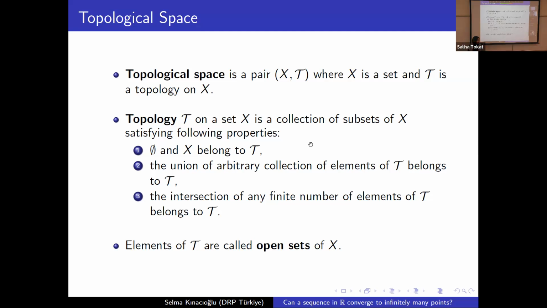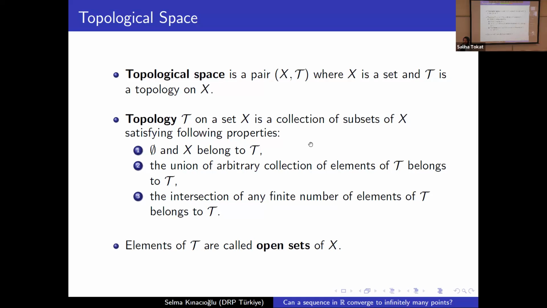And if I select randomly two subsets from T that I define on X, the union of those two subsets has to belong to T. In other words, the union of an arbitrary collection of elements of T belongs to T, and the intersection of any finite number of elements of T belongs to T. So when we satisfy the above properties, we are able to define a topological space on X, and any set that belongs to T is called an open set.